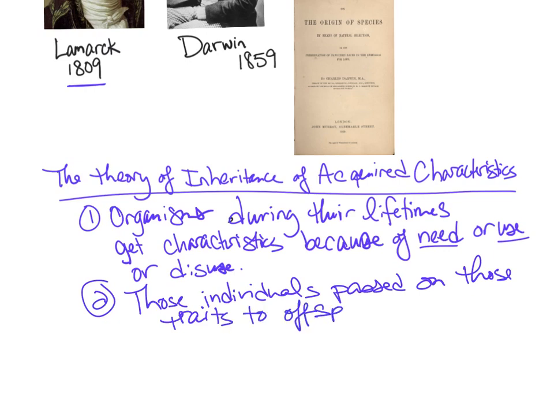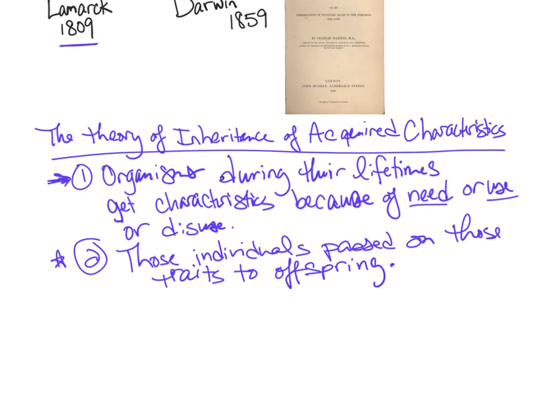Now, we do know that traits can be passed on to offspring through sperm and egg. We have studied that quite extensively in genetics. So actually, this part is correct. But the first part of his idea, or of the prevalent idea at the time that he described, is not. It can be disproven. So I'm going to give you an analogy to this. Lamarck would have said that the cheetahs got faster because they needed to catch their prey.